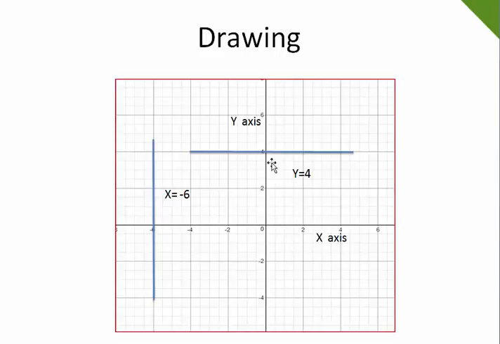This is the x-axis, this is the y-axis. When we draw a horizontal line here across, this is y equals 4. When we draw a vertical line here, this is x equals minus 6.